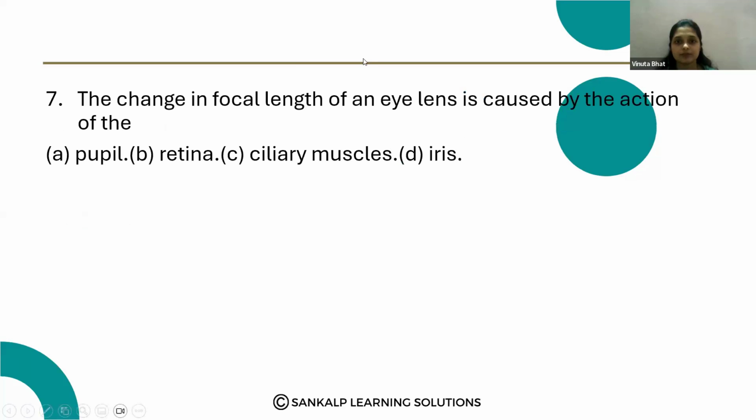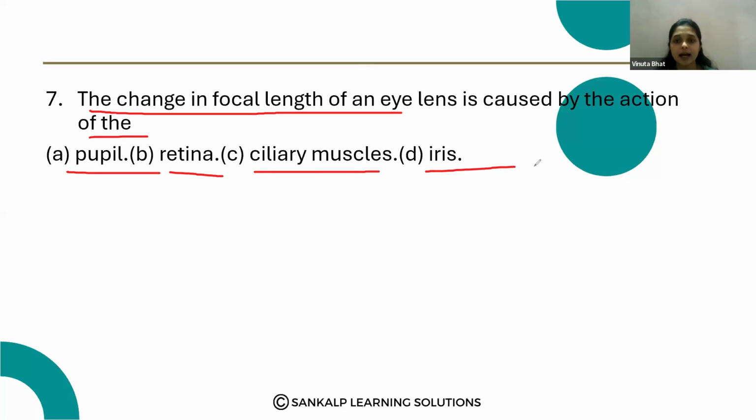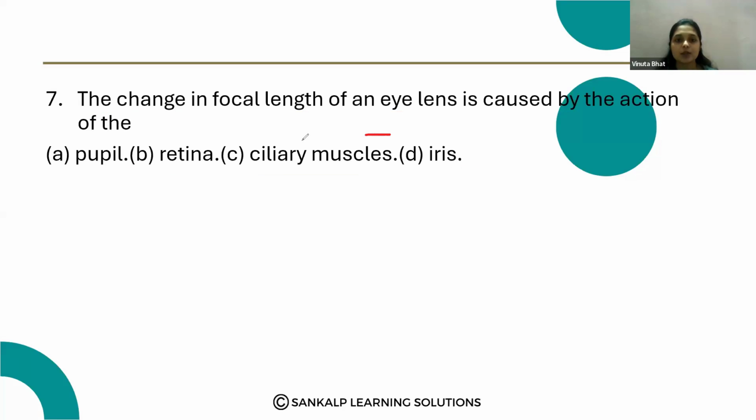Next question. The change in the focal length of an eye lens is caused by the action of the pupil, retina, ciliary muscles, iris. The change in the focal length of an eye lens is due to the ciliary muscles. Option C, that is ciliary muscles.